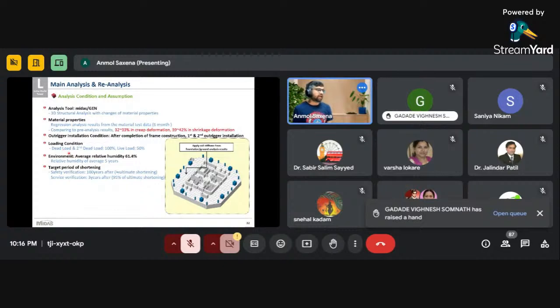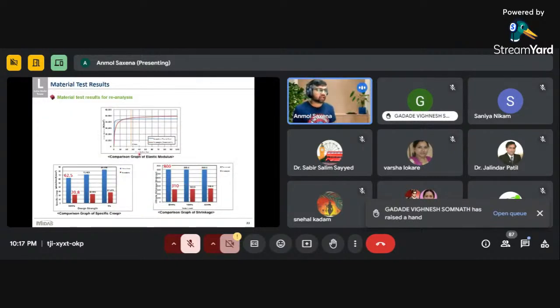Okay. And the design period relative humidity basically was 61.4%. So we have to update that as well, which has been considered as an average for 5 years. Okay. And the target period of the shortening for safety verification is taken as 100 years. And for the service period, it is taken as 33 years. Okay. Is there any questions? We will take them at the last. Okay.